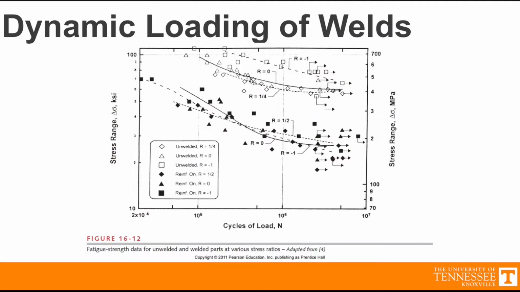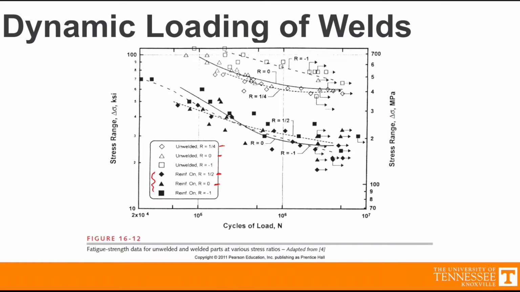So what you're seeing here is a comparison of unwelded material and welded material. So these guys are your welded marks, and then the others that are not filled are just a piece of wrought material. What's really interesting to note is that you can see that the parts that have R of 1/4 and 0 and 1/2 and 0 for the welded both have mean stress in those parts, whereas the last one does not.